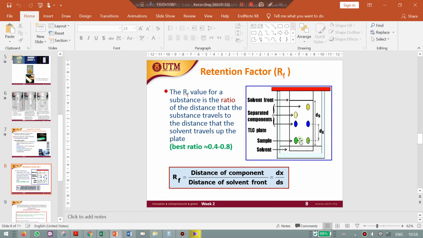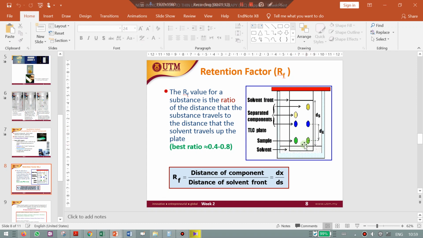So for example, you have your sample 1 and your sample 2. Sample 1 gives 2 spots, 1, 2. Sample 2 gives 2 spots as well. Then you calculate the RF value of this and this. So we can say that the RF value for the first spot here is similar to the first spot over here.